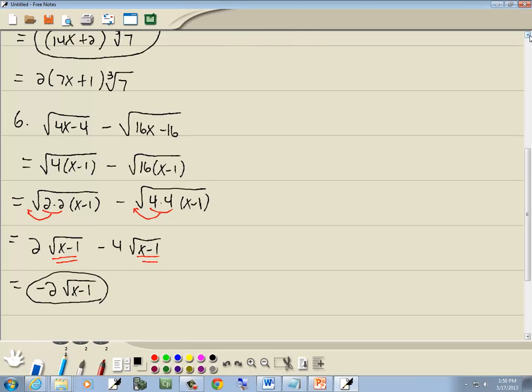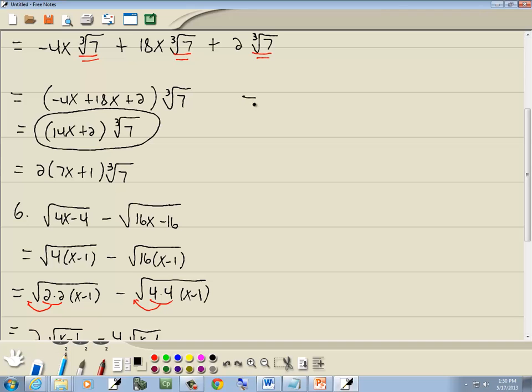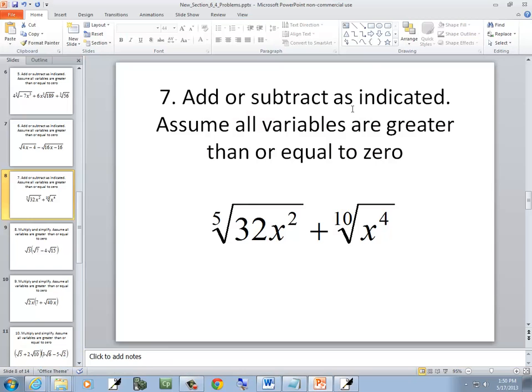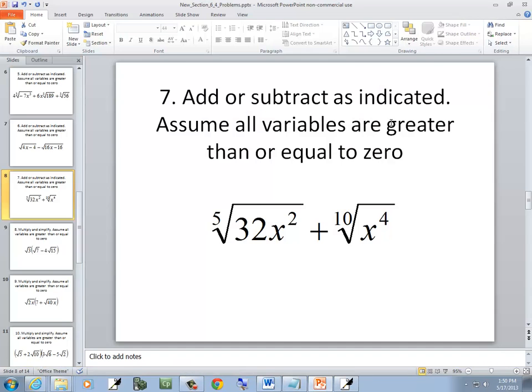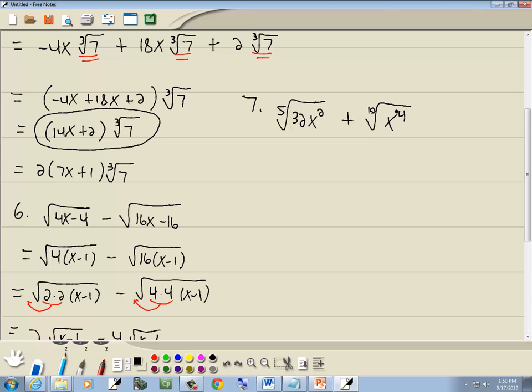Okay, let me scroll up a little bit here. I'll go ahead and do this one here. So we've got the 5th root of 32x squared plus the 10th root of x to the 4th. Now this one has a special note that goes along with it. You see it so seldom in algebra. I usually don't actually write it down. I just try to show an example of it, so hopefully people remember it. Once in a blue moon it actually appears.